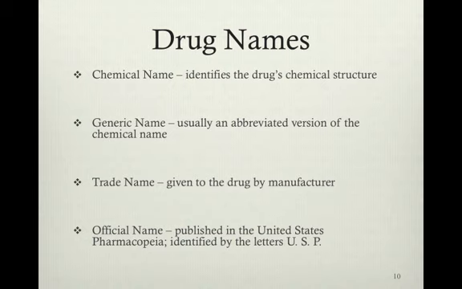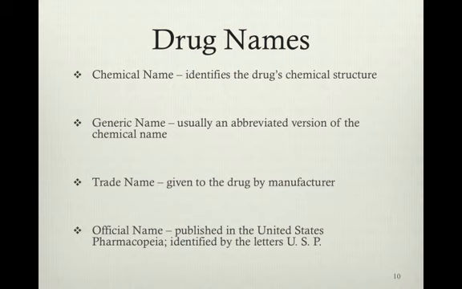The generic name we use quite often, usually an abbreviated version of the chemical name. The trade name is the one given to the drug by the manufacturer. An example of this would be furosemide versus Lasix. Lasix would be the registered trade name, where furosemide would be the generic name for that.